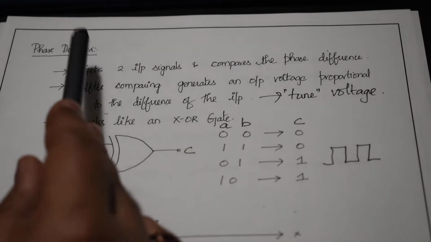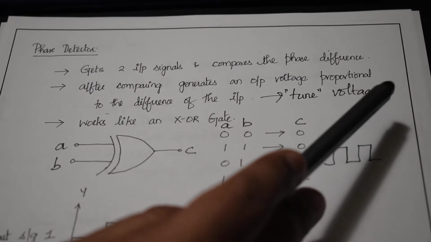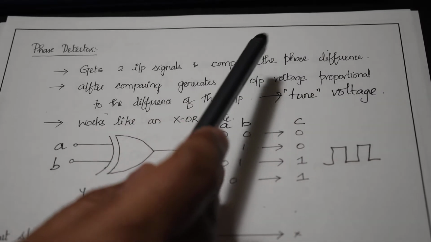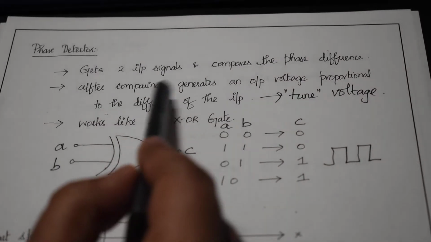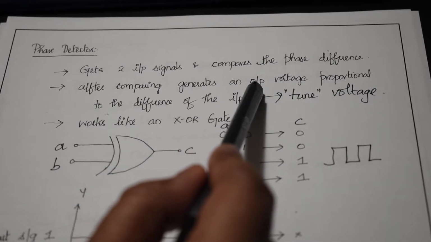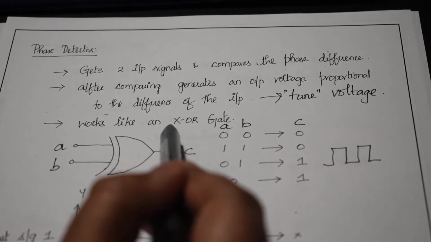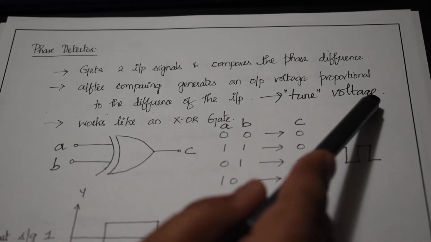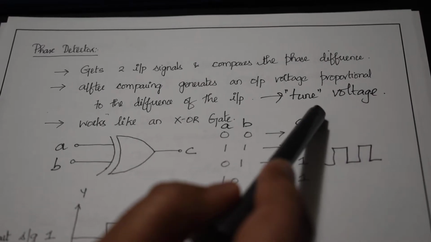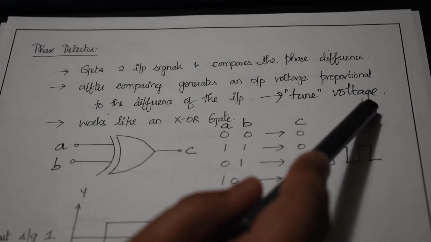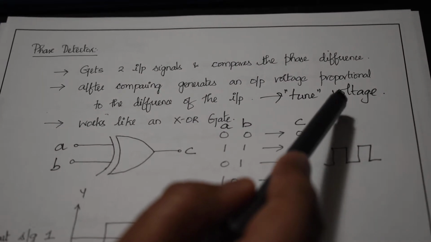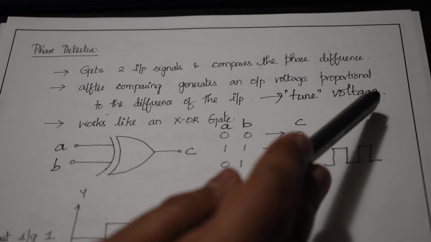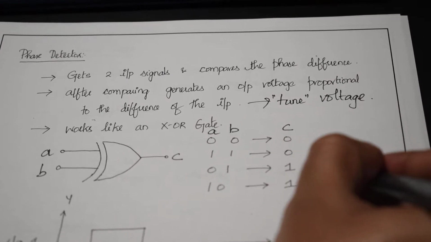The output of the phase detector is called the tune voltage. This tune voltage goes as the input to the filter, as you saw in the block diagram. Whenever it compares the two input signals, the two signals should be different in order to produce a tune voltage. If the two signals are the same, the phase detector's output is 0, which means it compares them and says that there is no difference. This condition is what we call the locked condition. We call it PLL locked.